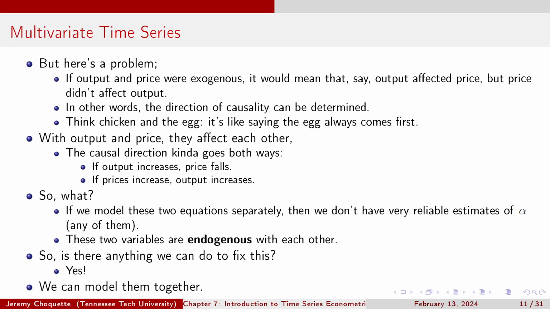That's nice. It's like going, okay, well, we've got the chicken and the egg, and we know the egg always comes first. But with output and price, it's not that simple because the egg doesn't always come first. The chicken lays the egg, right? The egg doesn't come out of a vacuum. The chicken lays the egg. So for output and price, that causal direction sort of goes both ways. Like there's a relationship between each of them.